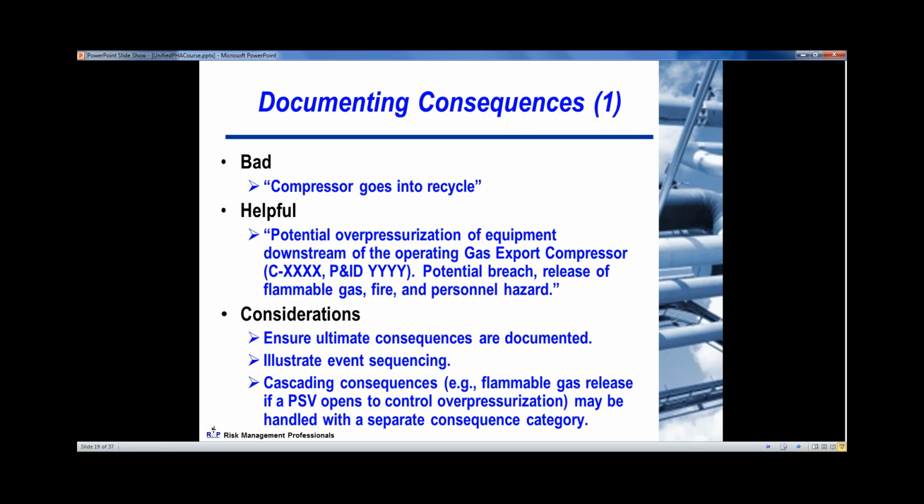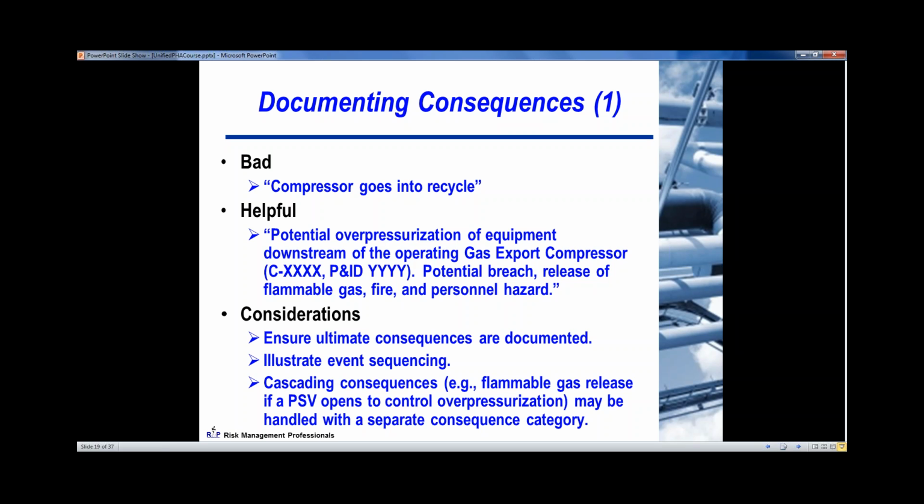So you want to take it all the way to its ultimate consequence, which can include, in this little example, breach, release of gas, fire, and a personnel hazard. So you really want to drive it all the way to how bad it can get so you can do an effective risk ranking. And there are a lot of reasons to do that. We'll be talking a little bit more about how to make sure you're doing good SIL assignments for safety instrumented functions in a few minutes.